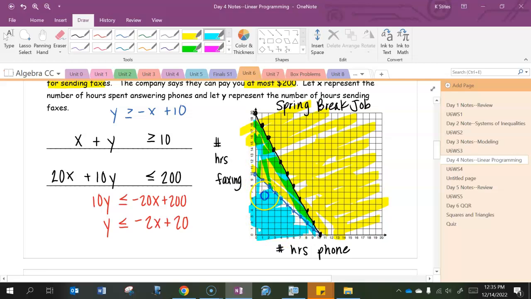And so our feasible region is where they overlap, which is going to be this green triangle in the middle. So I'm just going to color that in a little more. Okay, it should be this triangle in the middle. And there you go.